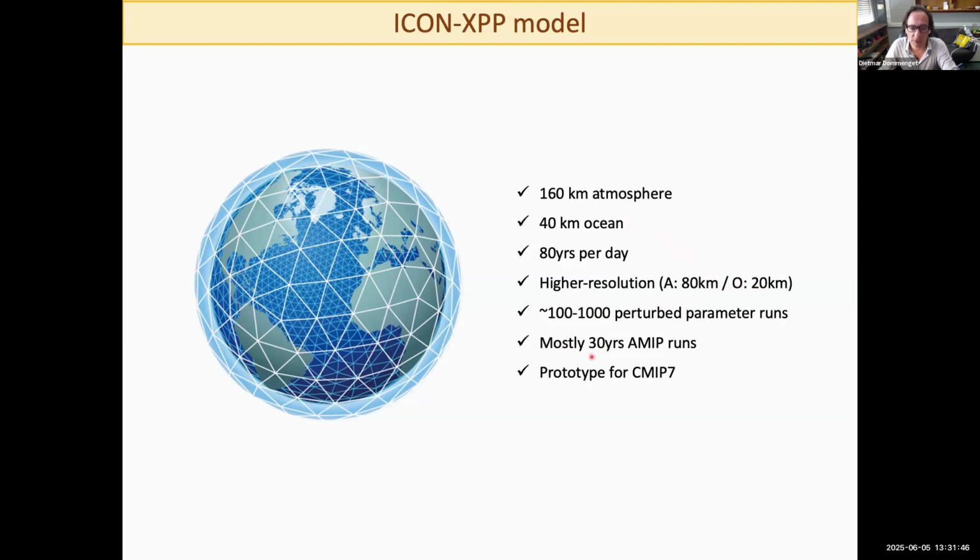But most of the runs that I will be talking about are AMIP runs. So there's the atmosphere and 30 years of prescribed SST variability from observations. The idea is that this should help to develop the prototype for CMIP7 that is supposed to be starting next year or so.